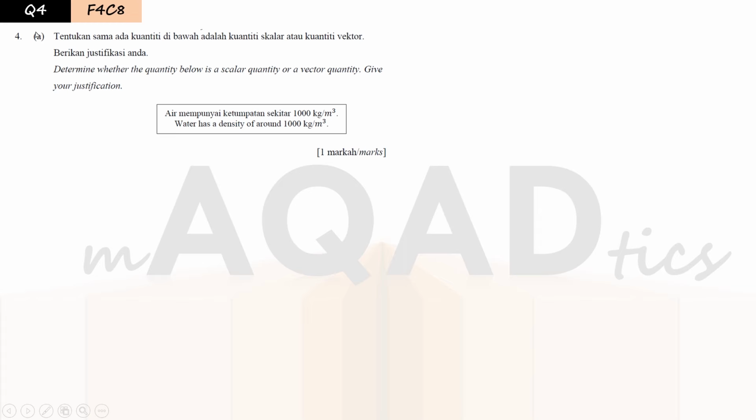Next question, going into vectors. In part A, we need to decide whether this quantity is a scalar quantity or a vector quantity, and then we need to give our reason why. So for the sentence here, let us see what it is. It says water has a density of around 1000 kg per meter cube.